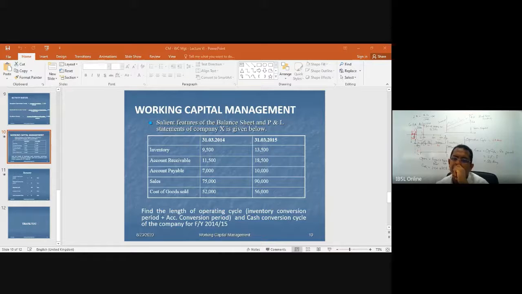Sanjay, what is this cash cycle? 8,500. No. Cash cycle is operating cycle minus creditor payment period. So you have the creditor payment period here. You have not done the creditor payment period. So it should be 75 plus 61 minus creditor payment period for the cash cycle. Is it clear?